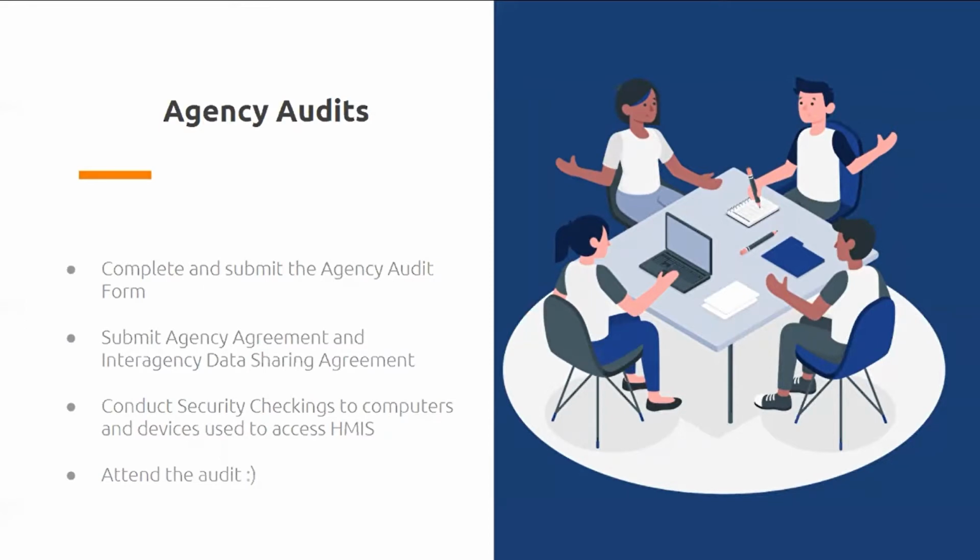So first, you should complete and submit the agency audit form, as well as the agency agreement and the data sharing agreement forms. You should also conduct security check-ins on all the computers and devices that are used in your agency to access HMIS, so you can verify that they meet the technical standards that are required. And of course, the most important responsibility is to attend the audit.